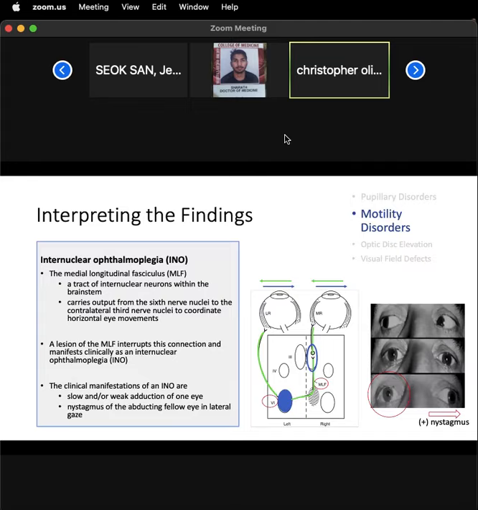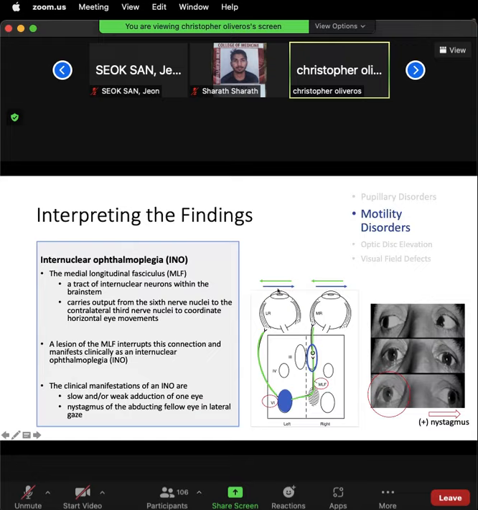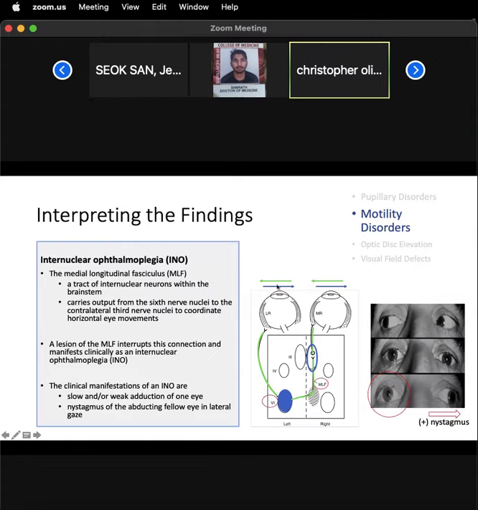Okay, so moving on to internuclear ophthalmoplegia. This is for conjugate gaze. So when you ask the patient to look to your left, both eyes move to your left. At the same time, when you ask the patient to look to your right, both eyes move to the right. No?